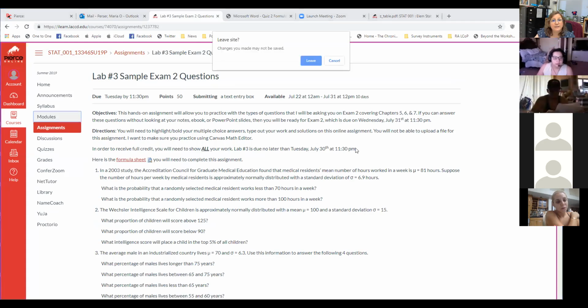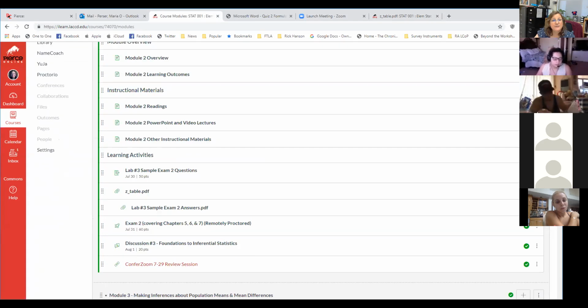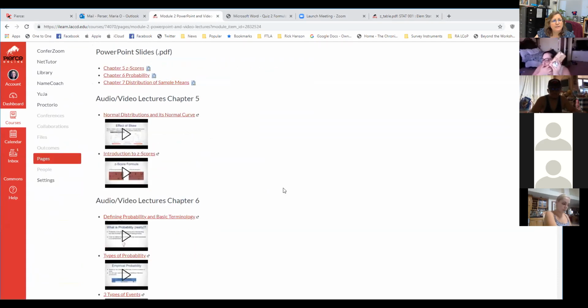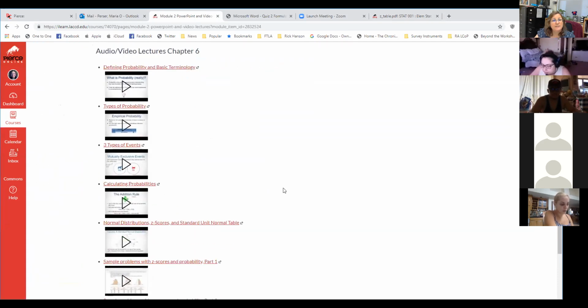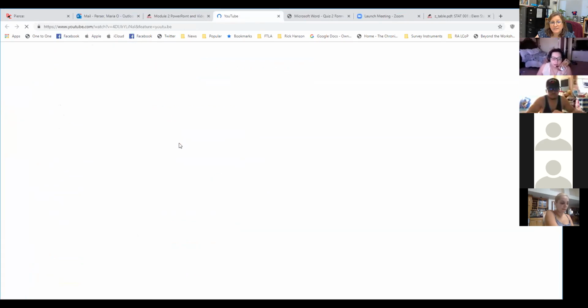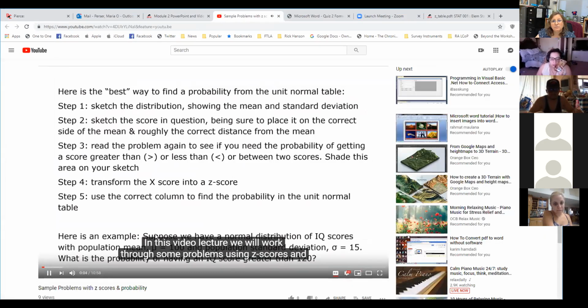Let me show you real quick. Leave that. Yeah, it's under PowerPoint slides in Module 2. And then if you take a look at the lecture videos in Chapter 6, see how it says sample problems with z-scores and probability? These actually walk you through the problem. So we actually show you with probability.